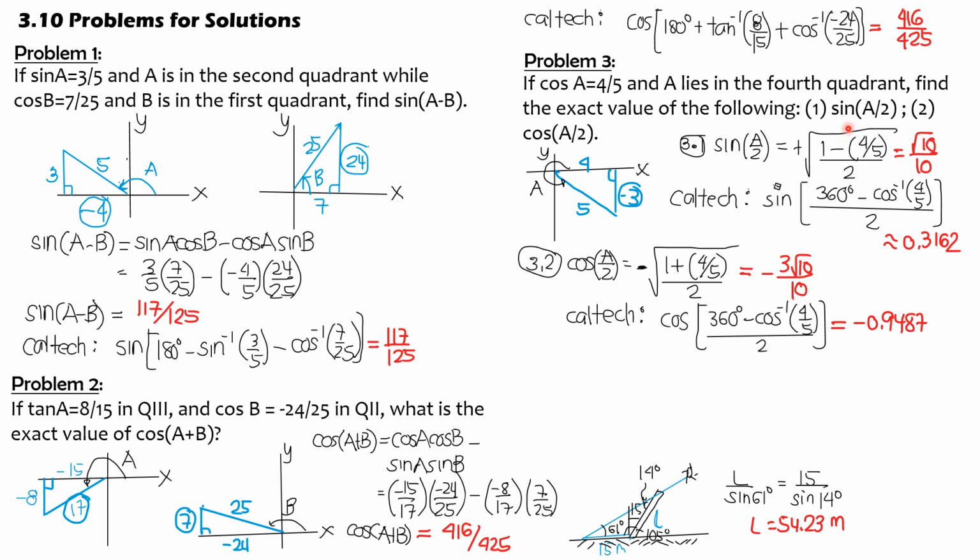So for the formula, sine of A over 2 is plus or minus square root of 1 minus cosine A all over 2. But A is in the fourth quadrant, so half of a fourth quadrant angle will lie in the second quadrant. And since sine of an angle in the second quadrant is positive, we use the positive value here because it is expected positive.